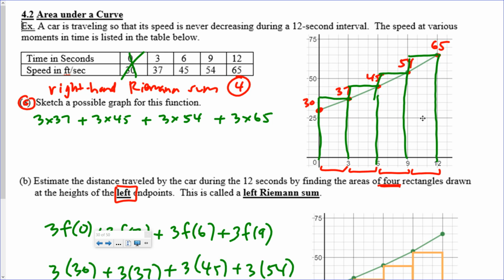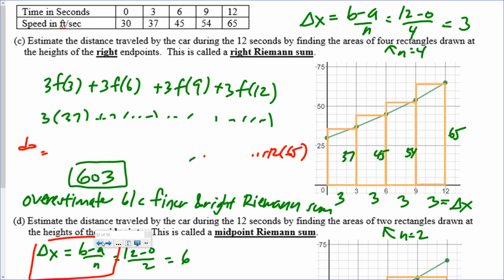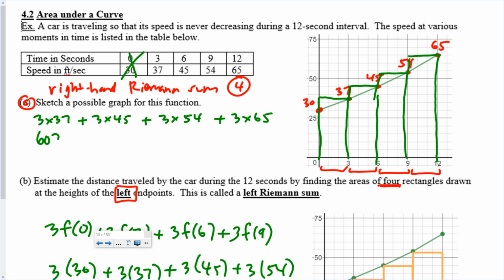And this is going to be the approximation using a right-hand rule of this table, of this function. And what did you guys get? Did anybody do it? I have it somewhere here. I just need to figure out where it is. I am getting 603. Okay, so this answer is 603. And if you were asked for units, it would be distance because it's velocity times time. So this is 603 feet.